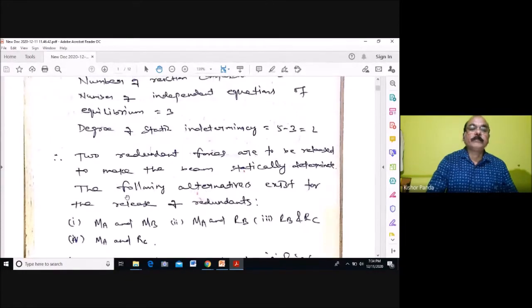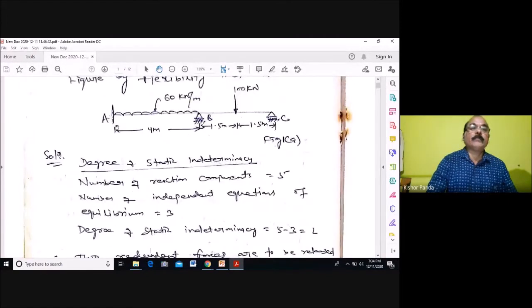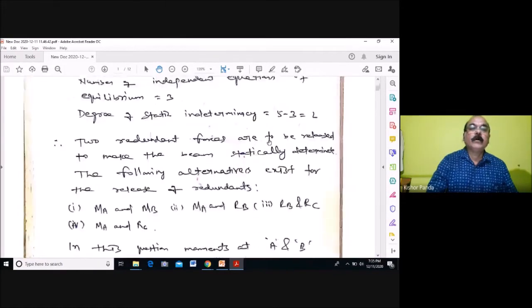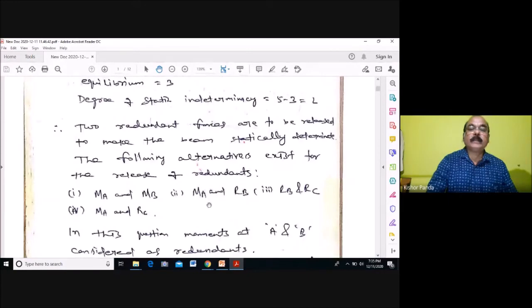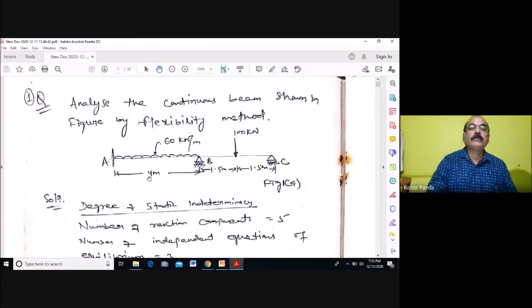So these are the different alternatives that you can release of the redundants. You can release MA and MB, because here there is a moment, and here also there is a moment, but here the moment is 0 because this is the simply supported end. So here moment 0, but here having moment, here also having moment. After releasing these 2 moments, the structure becomes determinate. Or you can also release the moment at A and the reaction at B.